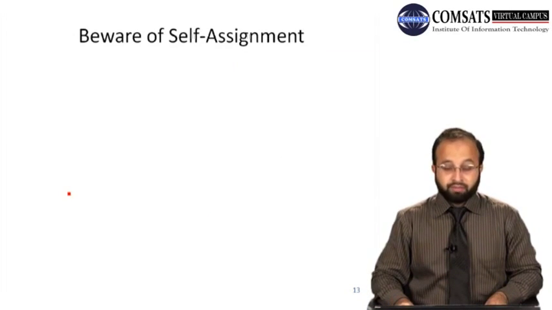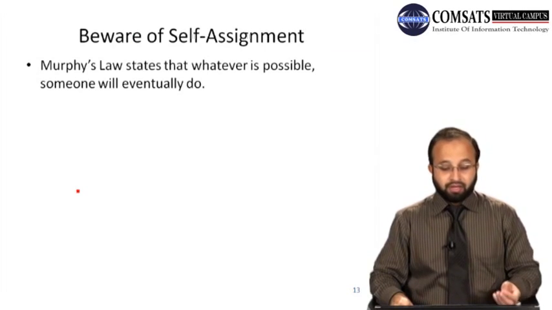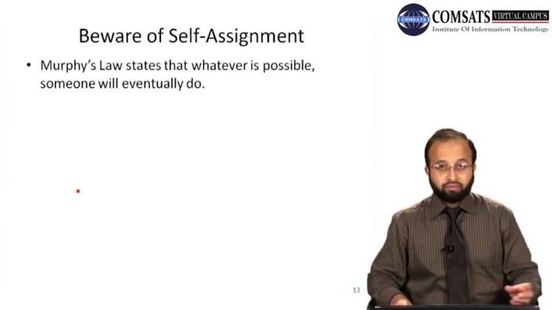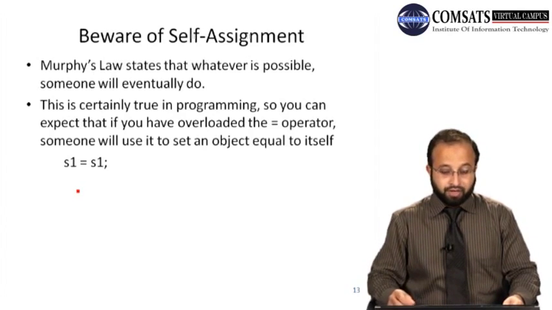This one important thing is be aware of the self assignment. And what is self assignment? Okay, Murphy law states that whatever is possible, someone will eventually do it, right? So you have to take care of all the things by yourself. So this is certainly true in programming. So you can expect that if you have overloaded the equal operator, someone will use it to set an object equal to itself, like this statement. So S1 is equal to S1, right? So that is called a self-assignment. Why you have to be aware of that?